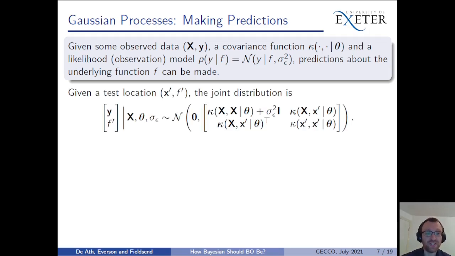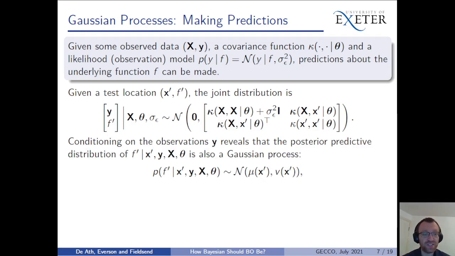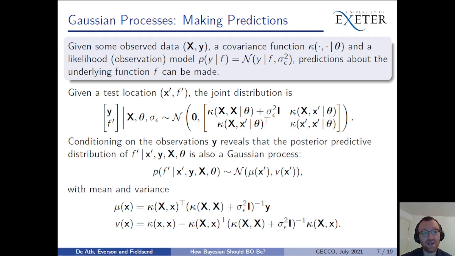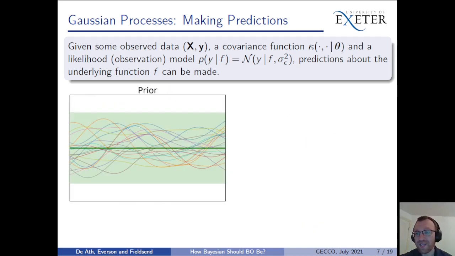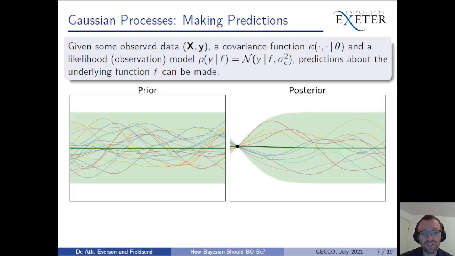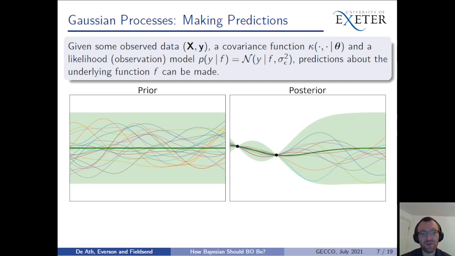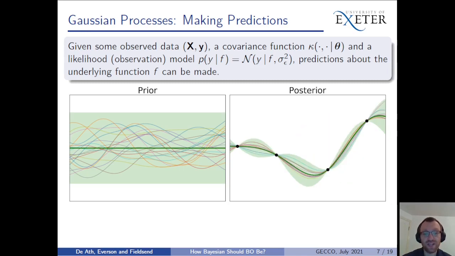The joint distribution between the GP prior and test locations is also a GP. Similarly, and more usefully, conditioning this joint distribution on the observations results in a GP with mean mu and variance v. Here we can see an example of a GP prior distribution on the left. Conditioning it on the observed values effectively removes all functions from the prior that do not agree with the data, leaving only function draws that go through the data points if there is no observation noise, as in this case.